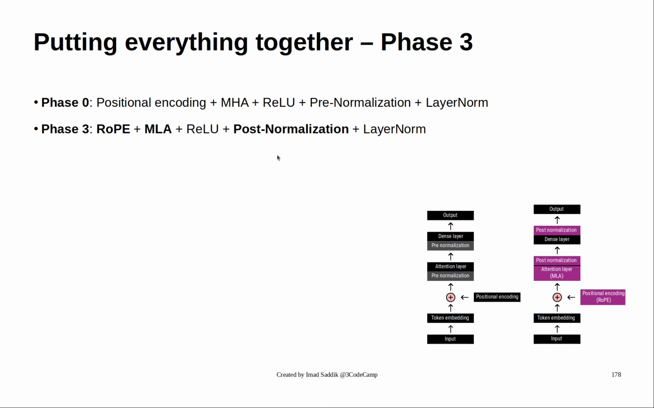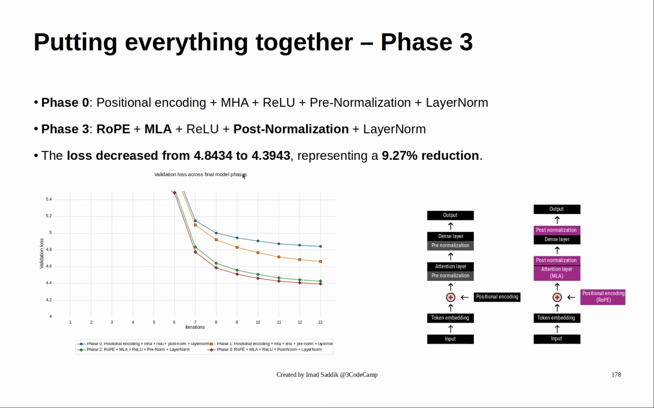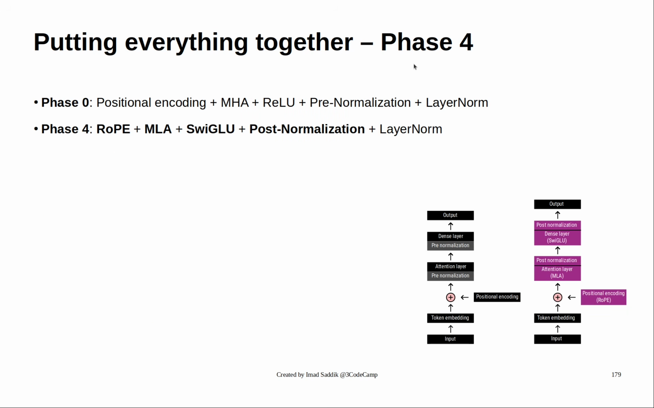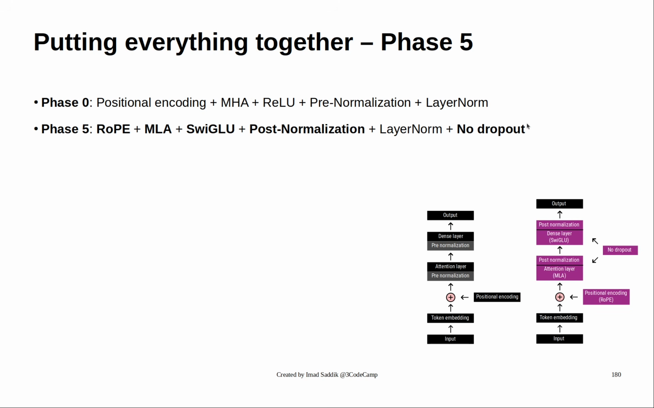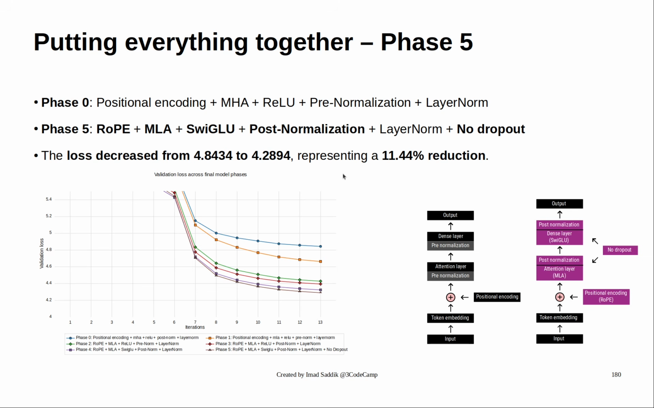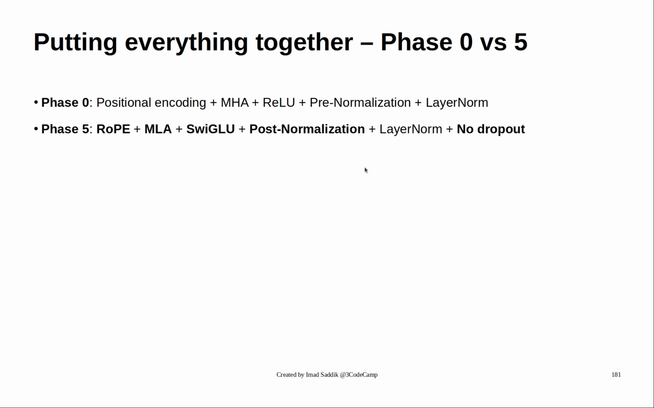Step 3 is about changing from pre-normalization to post-normalization. This brings the loss down by 9.27% in total. In step 4, we swap ReLU with swiglu. This change makes the total loss reduction even bigger. Now it is 10.72%. Finally, in step 5, we remove dropout. This brings our total loss reduction to 11.44%.